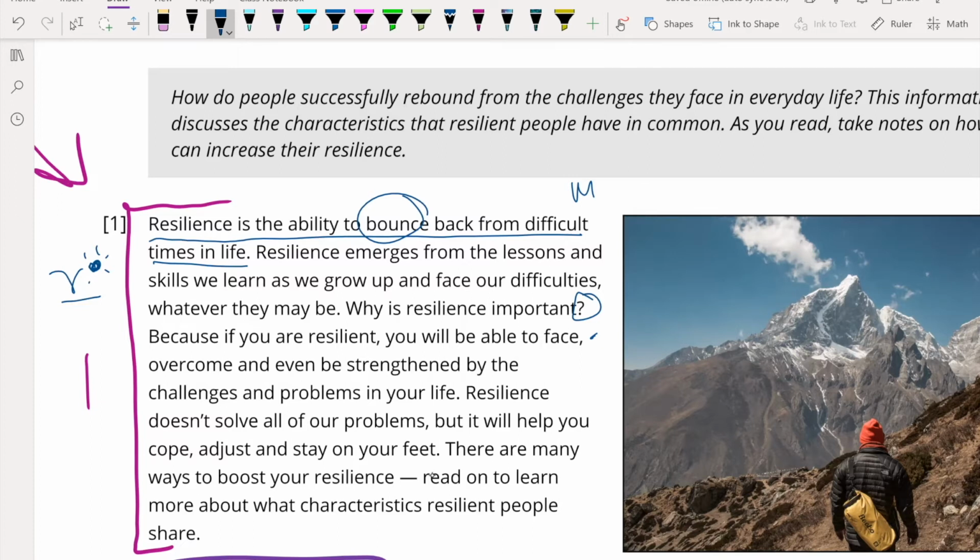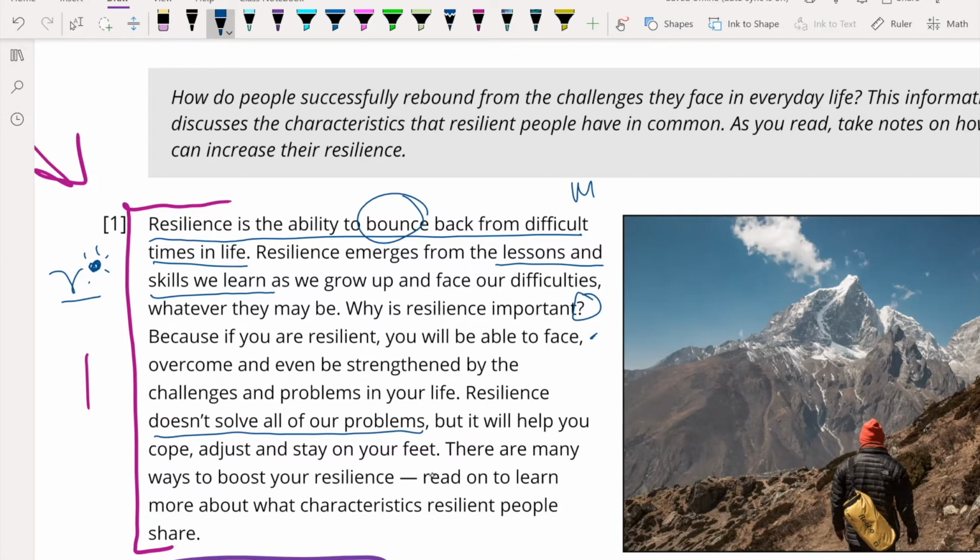Let's see, I like that it notes about lessons and skills, because that will help me remember that resilience is something that we learn as we grow up. It also doesn't solve all of our problems. I think that's also important to note.